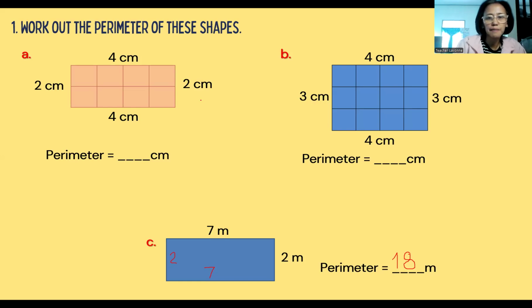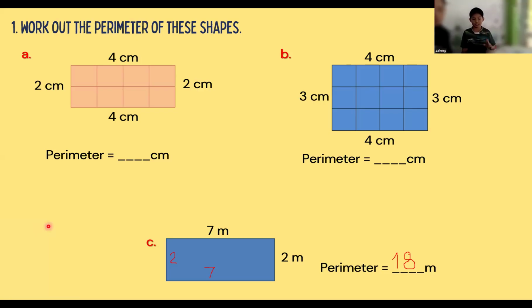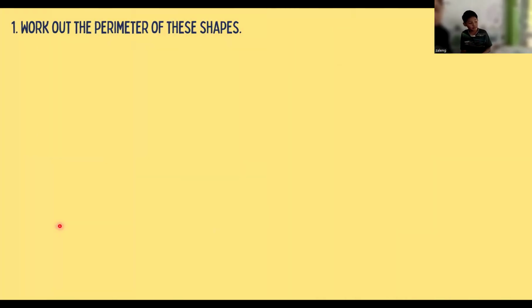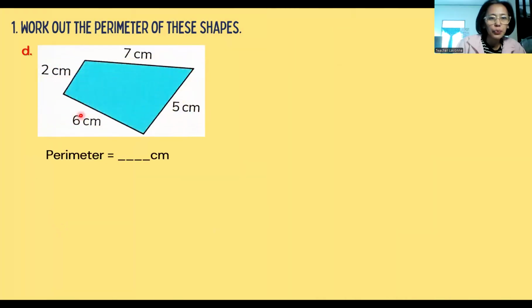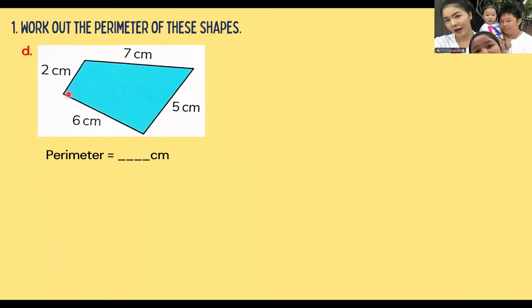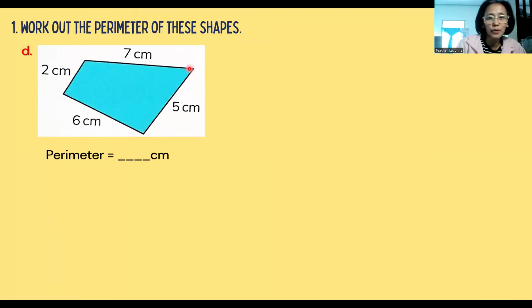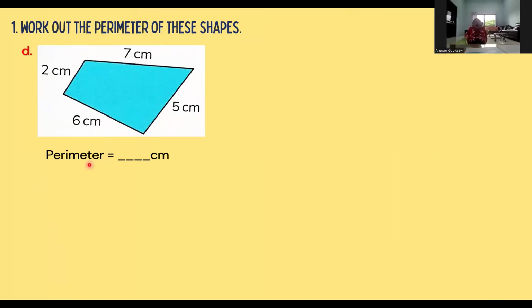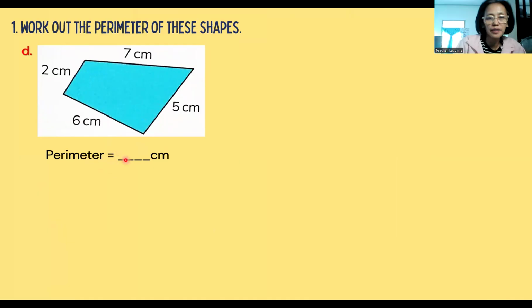Letter D. Okay, look at the shape. Is this regular or irregular shape? Irregular shape. Very good. This is an irregular shape. Look at the side. Each side is not the same. Okay, what's the perimeter? Start now.